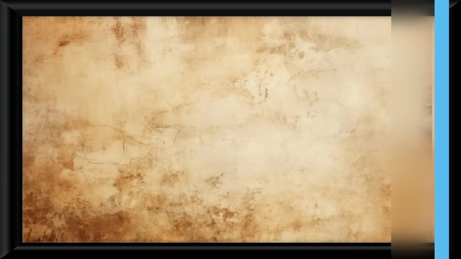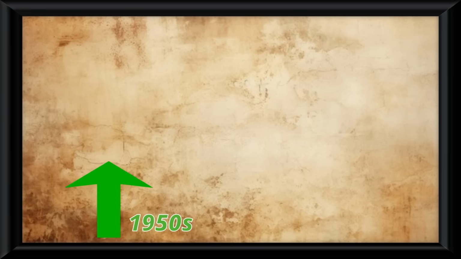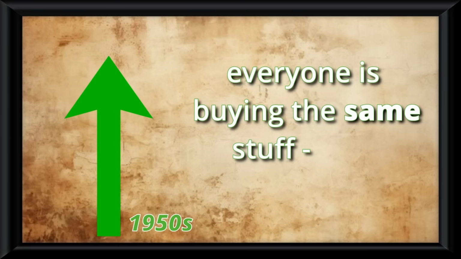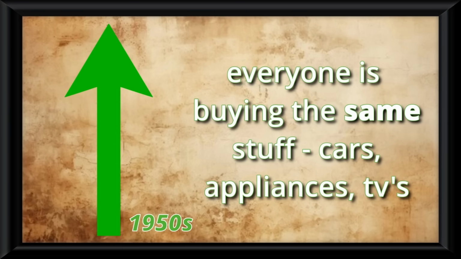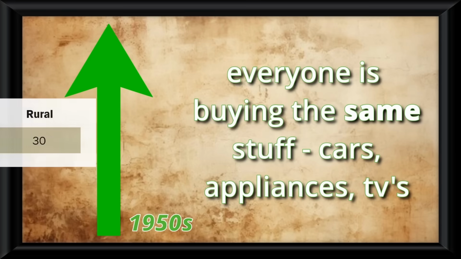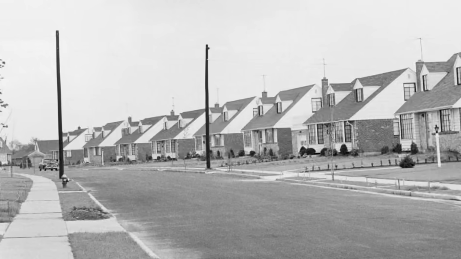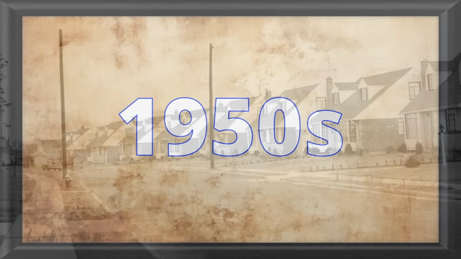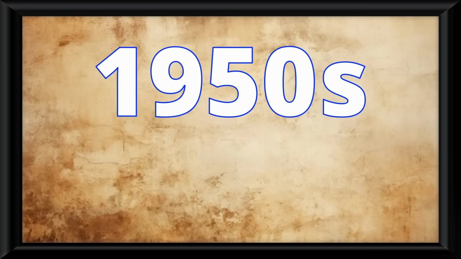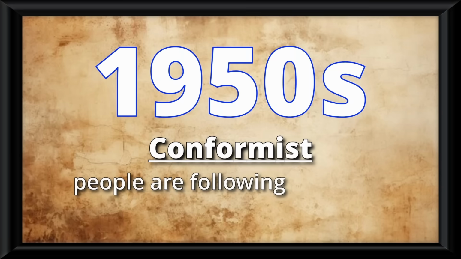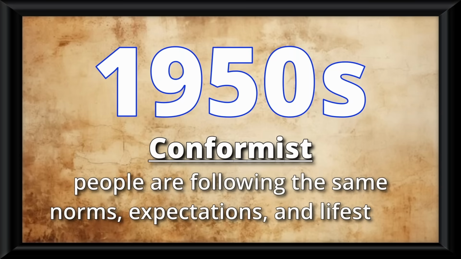But it's not just that. The economic boom of the 50s also means everyone is buying the same stuff, such as cars, appliances, and again, TVs. And now with Americans living in the suburbs, again remember, this is what an American neighborhood looks like. It's all the same. So when you look at the 50s in American history from a cultural standpoint, the big label you can truly give it is calling it conformist, meaning people are following the same norms, expectations, and lifestyles.